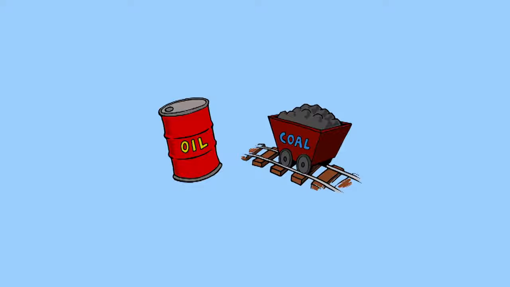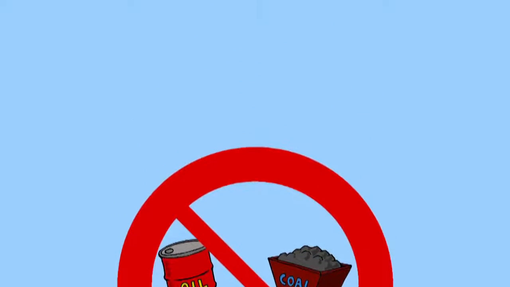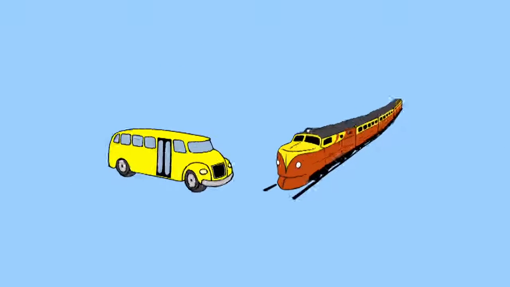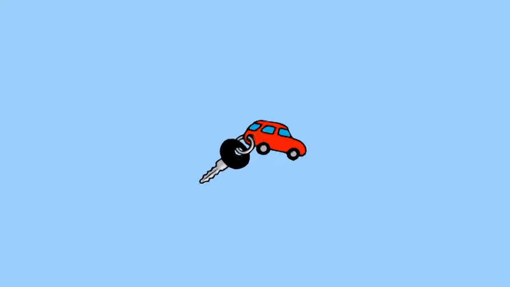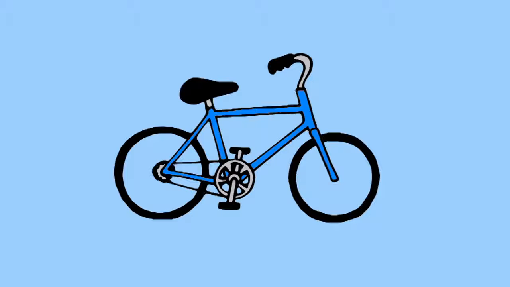Outside, particulate matter can be reduced by ensuring that we burn fewer fossil fuels. We can do this by not doing unnecessary car journeys, by making better use of public transport systems, by carpooling, which is to share our cars with others, or by cycling.